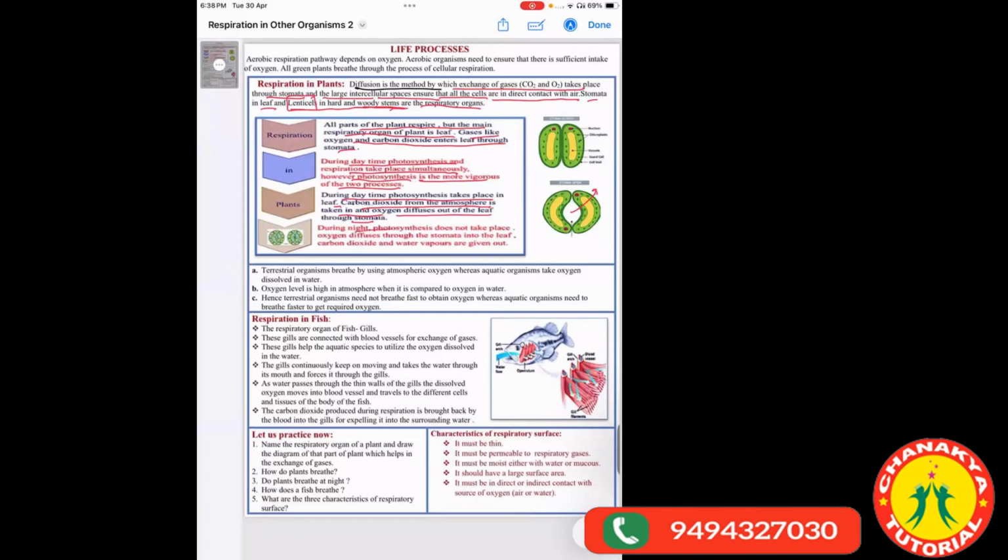Whereas during the night time, photosynthesis does not take place. Oxygen diffuses through the stomata into the leaf, and carbon dioxide and water vapors are given out. So in the night time, they will be doing the opposite thing. Carbon dioxide they will be releasing, and the oxygen they will be taking in.